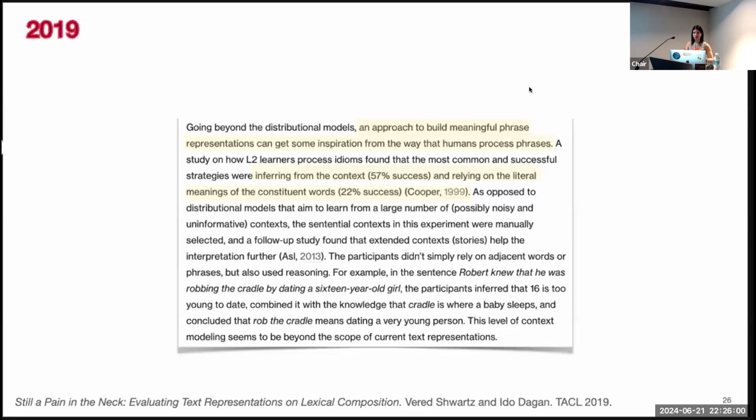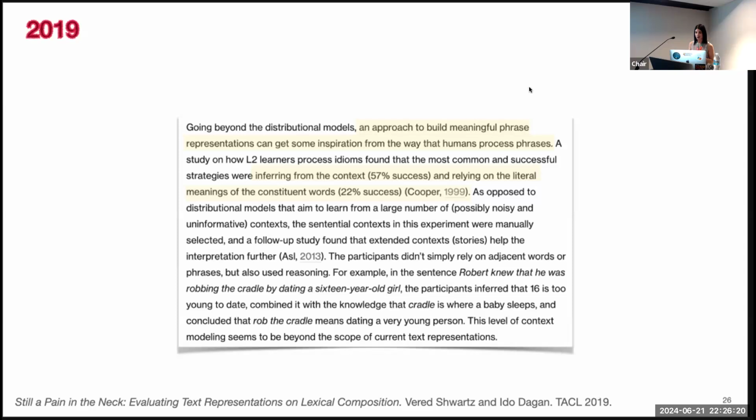So yeah, I keep going back and forth between years. In the 2019 paper that I mentioned earlier, where we talked about how models are still unable to interpret the meaning of the figurative expression, we proposed that future models can take inspiration from the way that non-native English speakers interpret unknown English idioms.